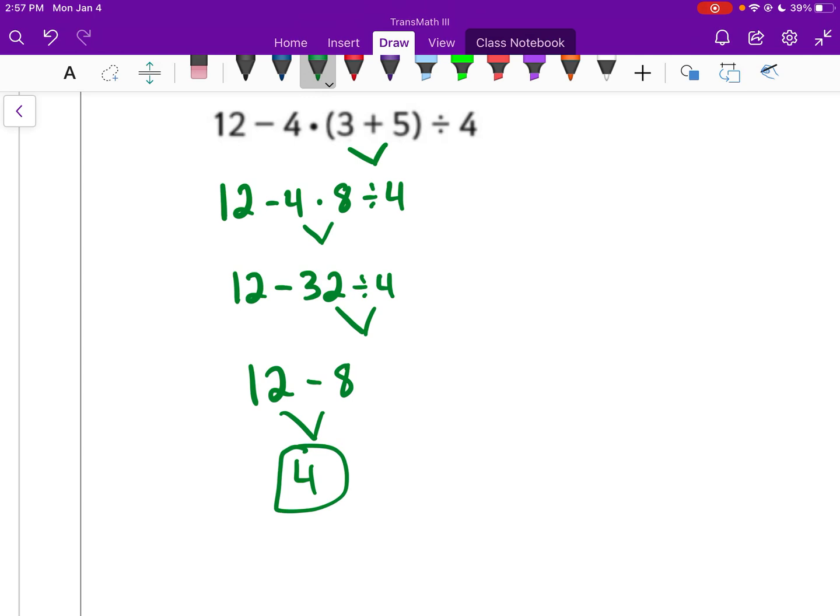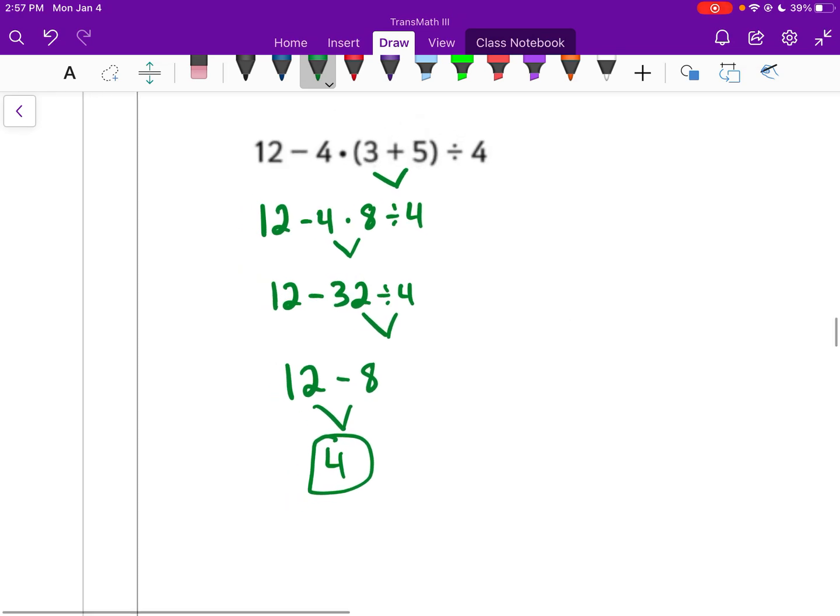Again, if you do not follow these order of operations, the chances of you getting it wrong are very likely. So make sure you follow the rules of PEMDAS.